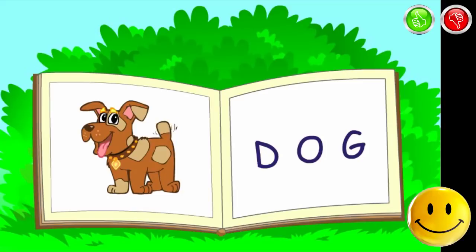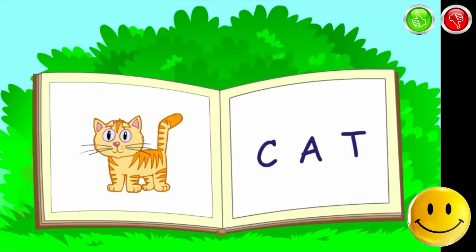D-O-G. That says dog. Good spelling. Want to play again? Great. C-A-T. That spells cat.